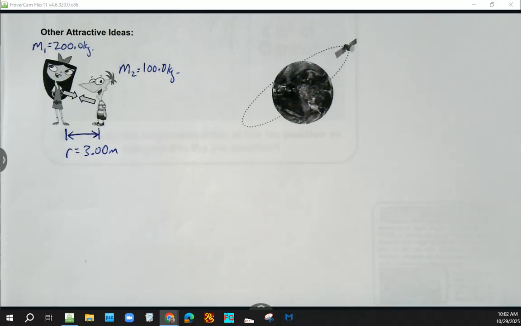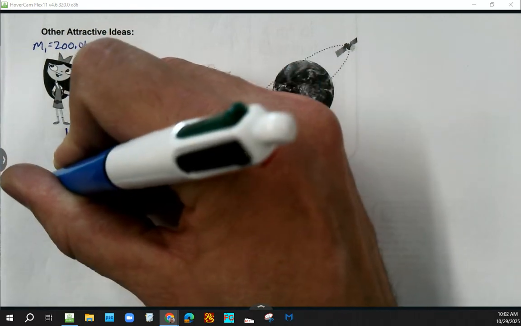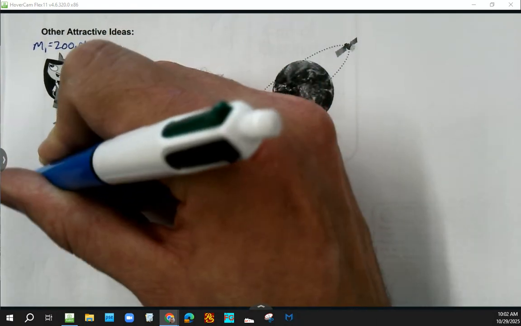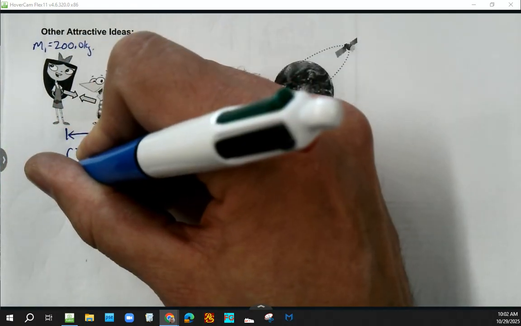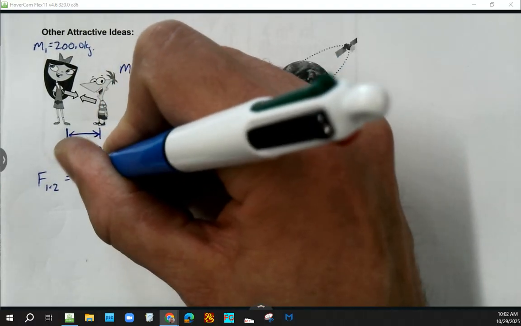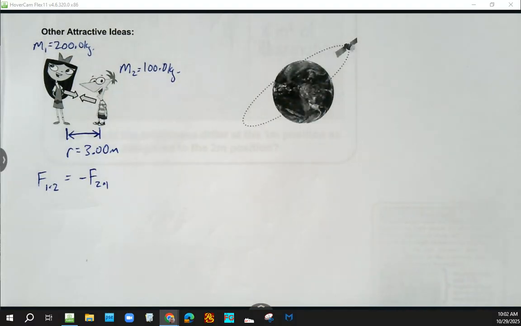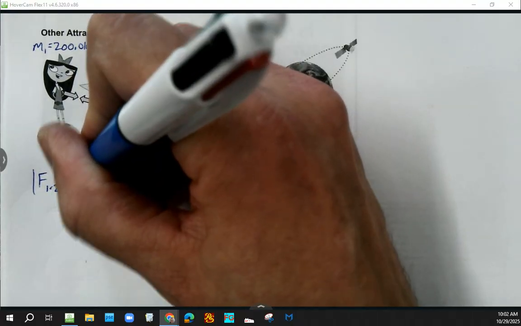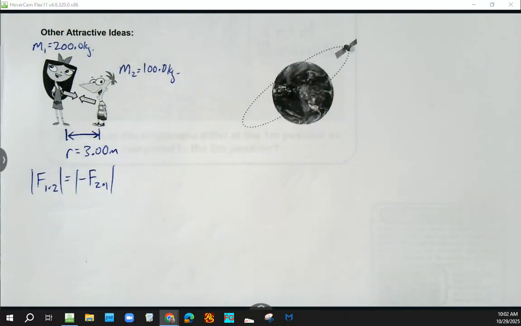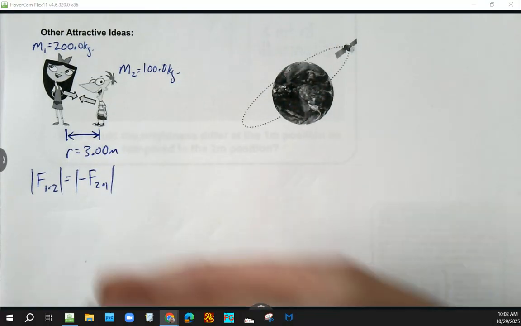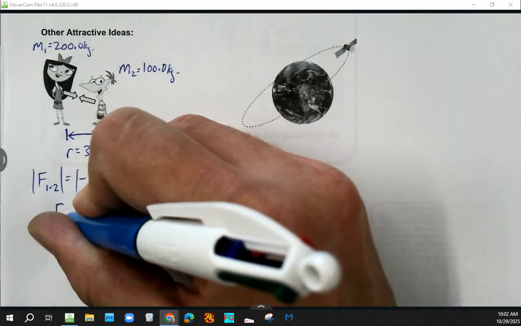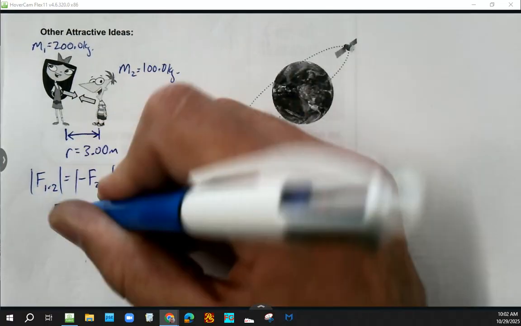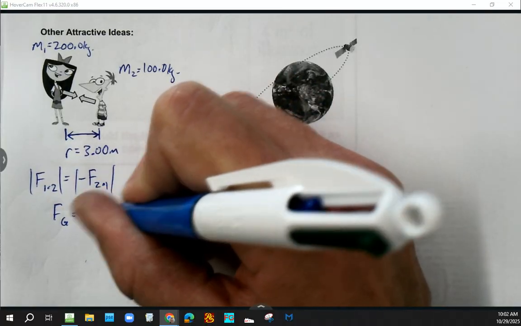And if she wanted to explain to him exactly how attracted to her he is, one thing we could notice is that the force of 1 acting on 2 is going to be equal but opposite to the force of 2 acting on 1. So not only is he attracted to her, but this argument proves that she's attracted to him. Okay? Now the magnitudes are going to be equal to each other. That's Newton's third law. So we could say that the attractive force, Fg, is going to be G times mass 1 times mass 2 over r squared.